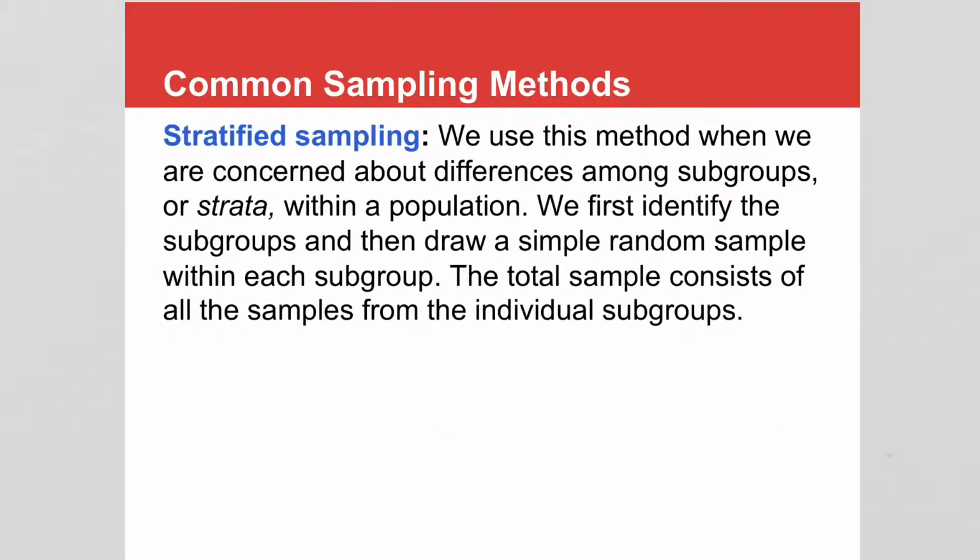Stratified sampling. We use this method when we're concerned about differences among subgroups or strata within a population. We first identify the subgroups and then draw simple random samples within each subgroup. The total sample consists of all the samples from the individual subgroups. So if we were to interview everyone at the community college, you could break that between men and women if you wanted to.